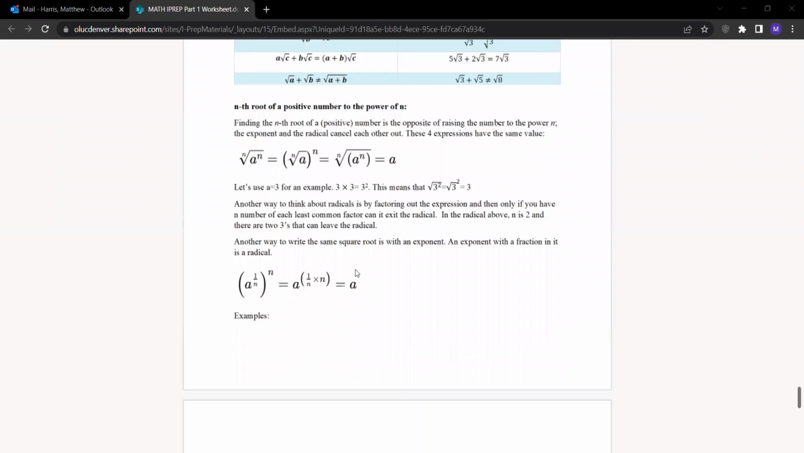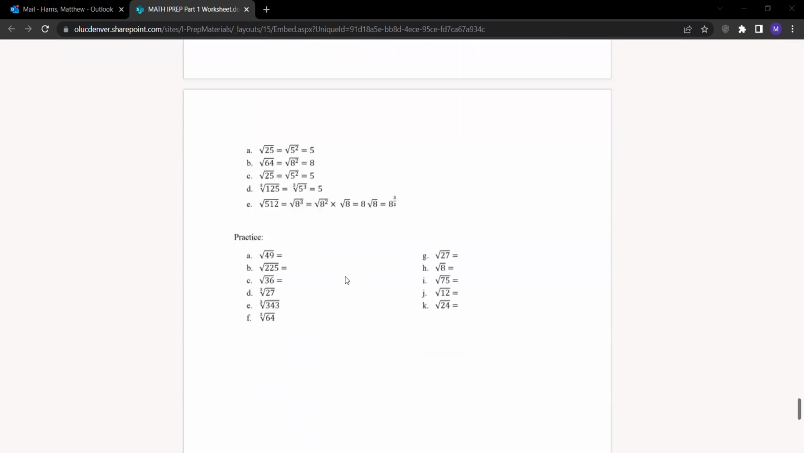So another way to think about radicals is by factoring out the expression, and then only if you have n number of the same factor can it exit the radical. In the radical above, n is 2, and there are 3 2's that can leave the radical. Another way to write the same square root is with an exponent. An exponent with a fraction in it is a radical. All right, so here are some examples, and then we're going to do some practice problems.